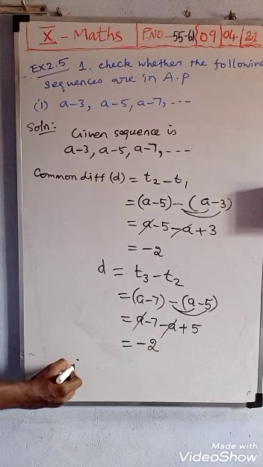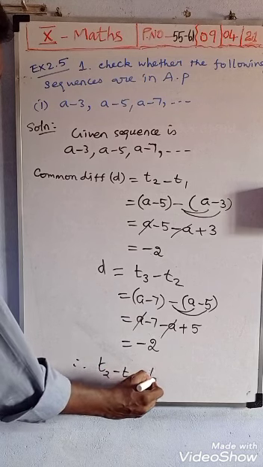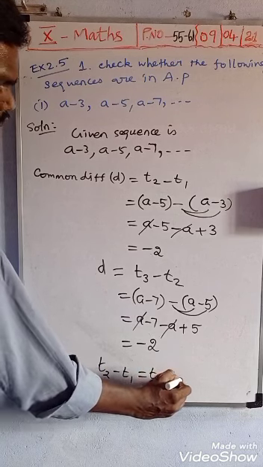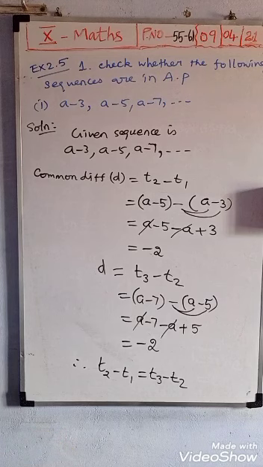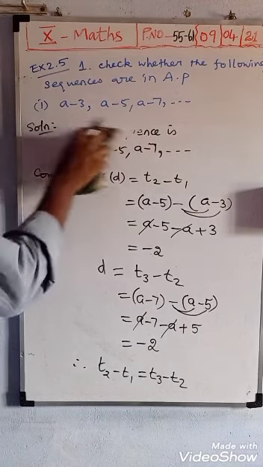Therefore, here T2 minus T1 is equal to T3 minus T2. The common difference is equal. Yes, the common difference is equal.